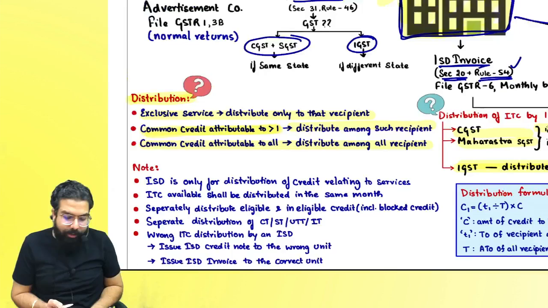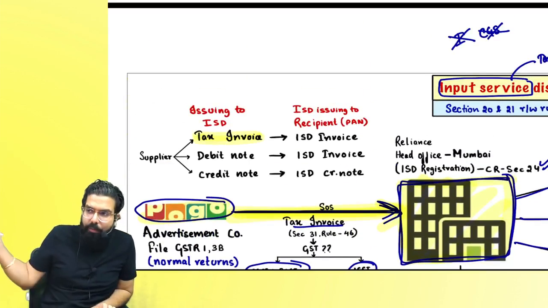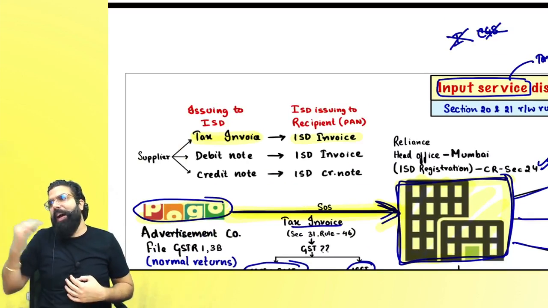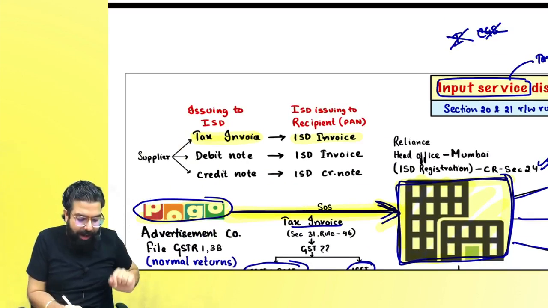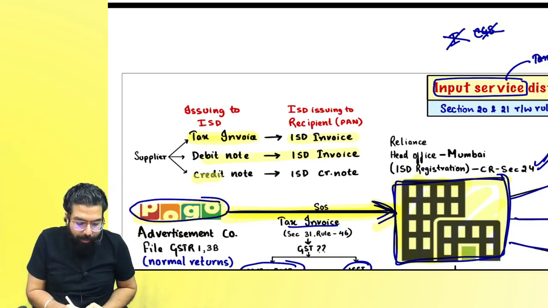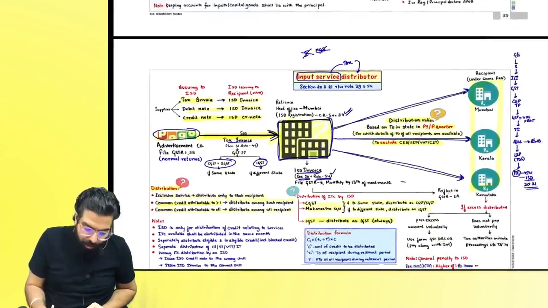Clear everyone? Sir, if ISD has received an invoice, when ISD distributes, it will issue an ISD invoice. If ISD got a debit note, then also it will give an ISD invoice. If the supplier gave a credit note, then ISD will distribute by using an ISD credit note.